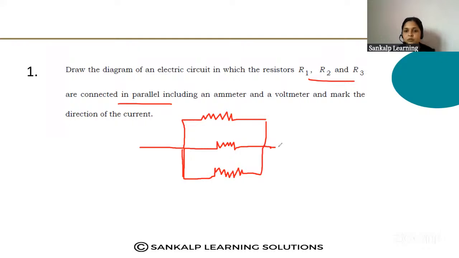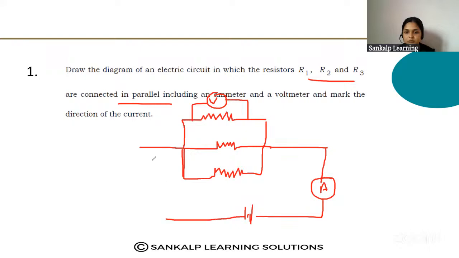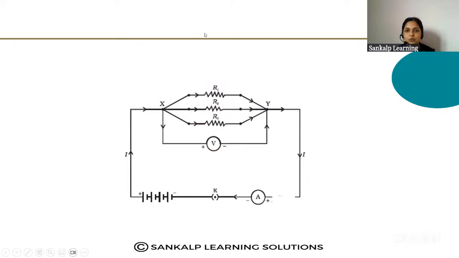These are the three resistors, and the voltmeter should be connected in parallel to them. This is the voltmeter, and the ammeter should be connected in series, and it should contain the battery. This is how you should draw the diagram. This is the rough diagram. I will show the actual diagram of how to draw this.